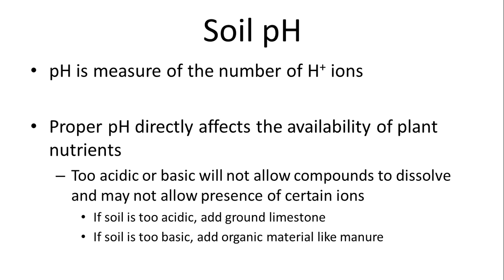And so if things are too acidic or basic, it's actually not going to allow compounds to dissolve, and so you may not allow for certain ions to exist, so the plants are not going to be happy with that. And so there are things that you can do if you have a bad pH in your soil. If it's too acidic, you can add limestone. If it's too basic, you can add some sort of organic material.